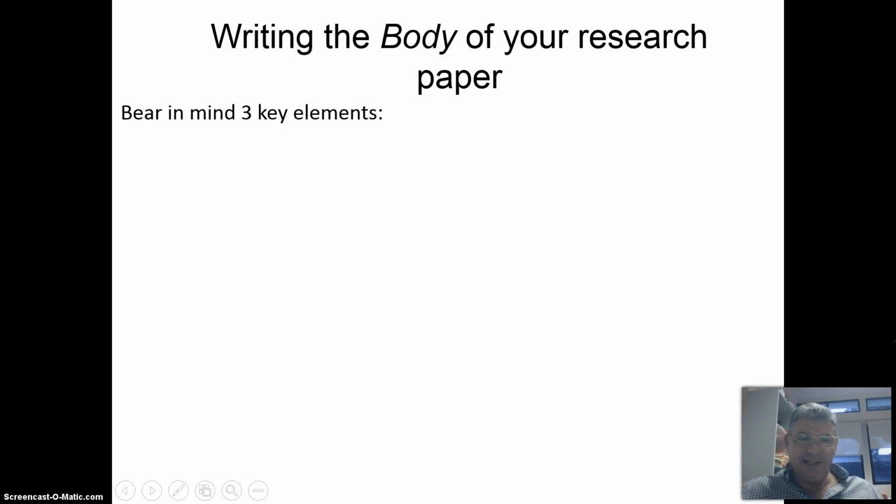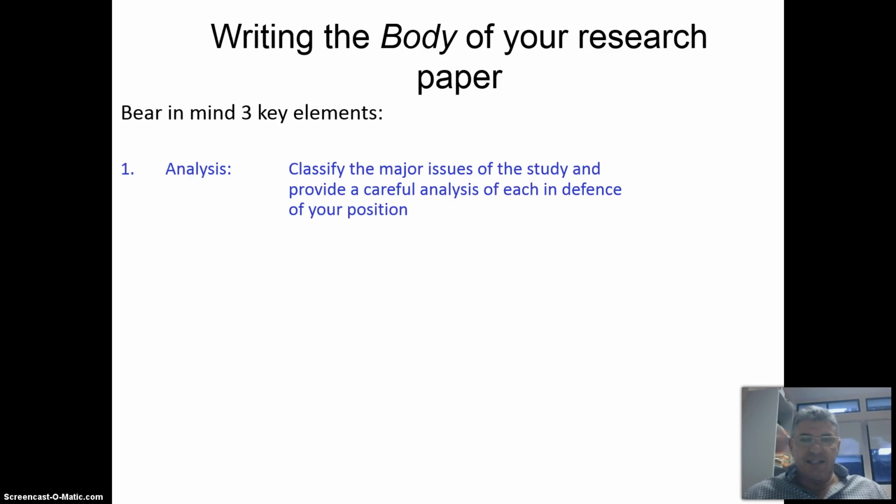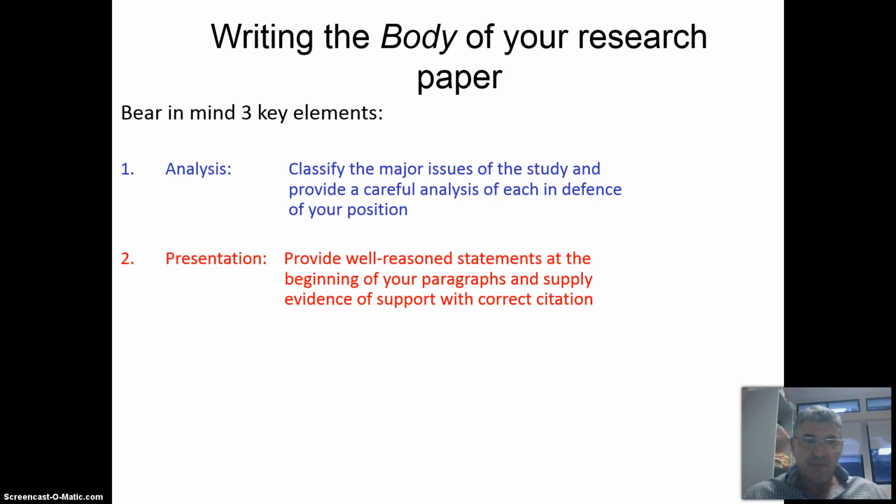We're going to look at the meat of the paper, and as a broad organiser for this, there are three main elements that you need to consider as you actually write the sections and construct your paragraphs. Now, firstly, analysis is going to be a fairly fundamental thing to incorporate into the paper. So you're going to need to classify those major issues of the study and do a careful analysis of each, and invariably defend your position based on evidence.